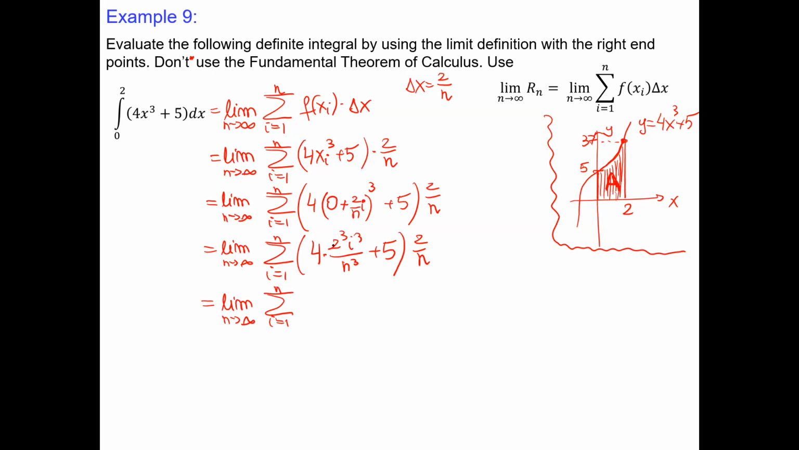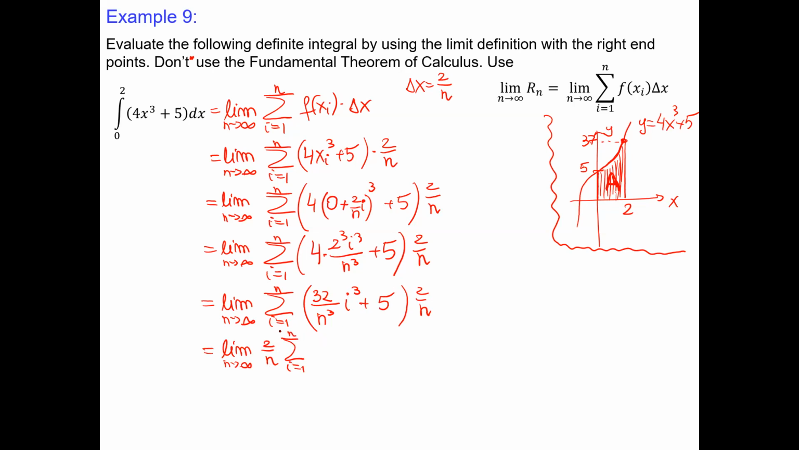Okay, what do we have? We do have 2 cubed is 8. 8 times 4 is 32. Yeah, we did this computation. And over n cubed and i cubed. And plus 5, 2 over n. Okay, let's do a little bit of movements. 2 over n, I can distribute, but I can also put in front of sigma because with respect to sigma, it's a constant, it's not changing.